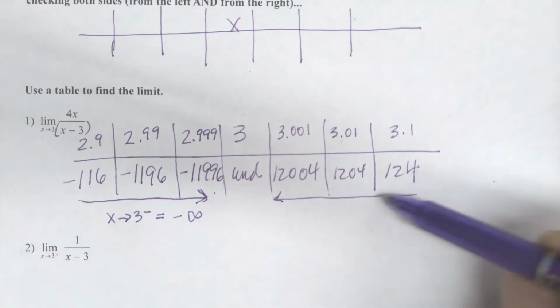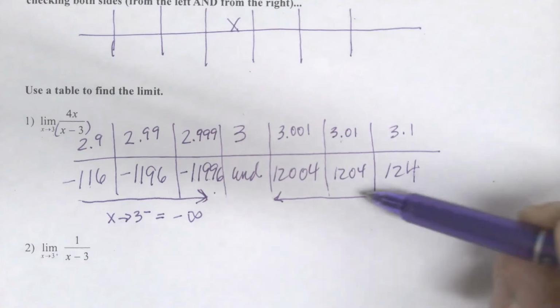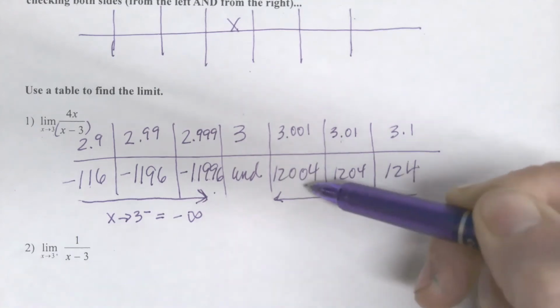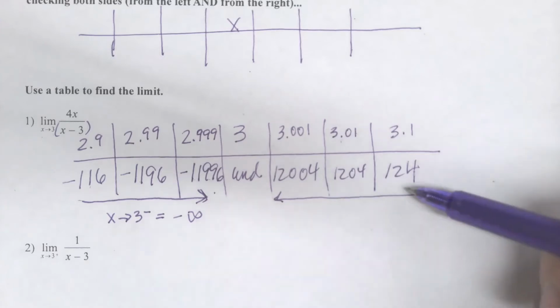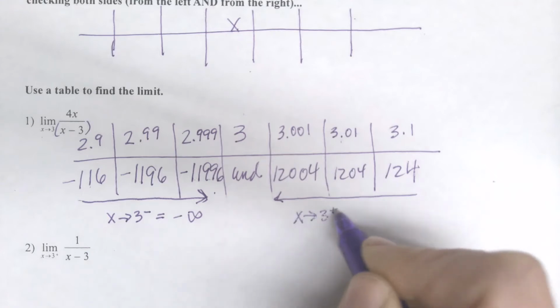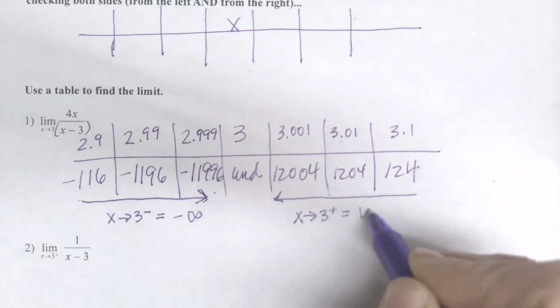If I come in from the other way, it's 124, 1,204, 12,004. Again, I can visualize the same thing. This is getting bigger and bigger and bigger. So as x approaches 3 from the right, it looks like it's heading towards positive infinity.